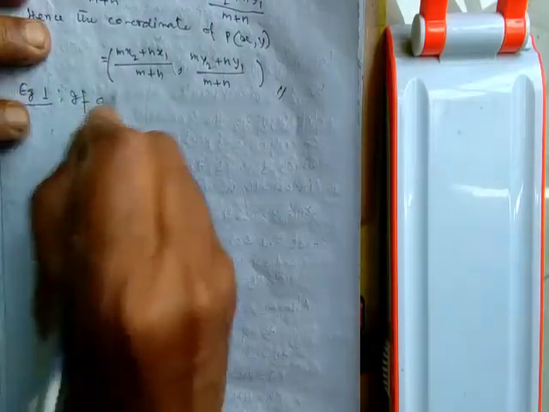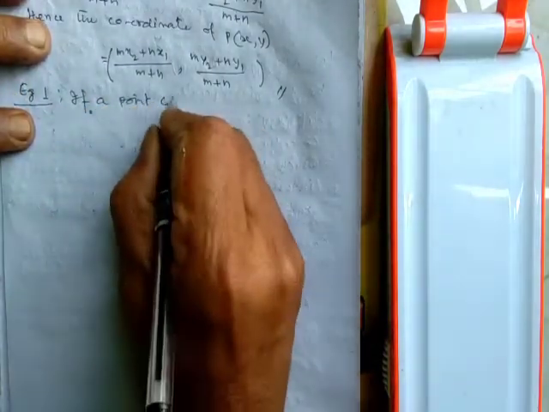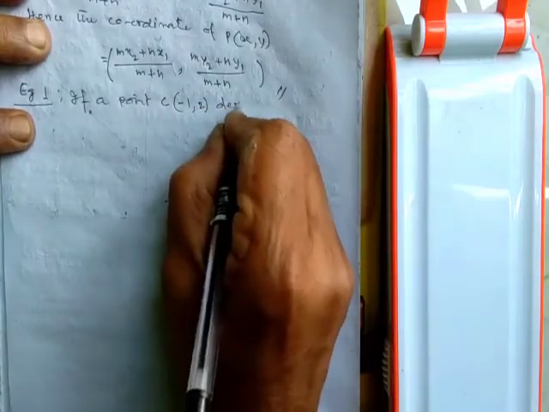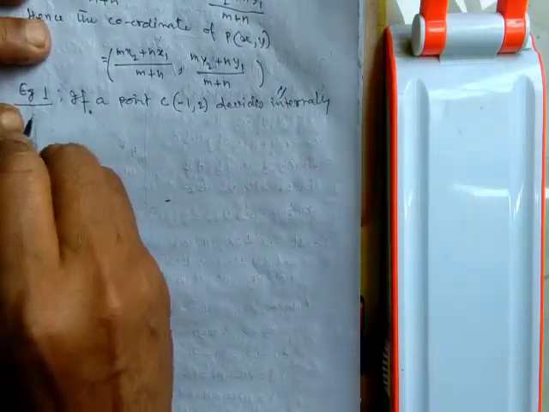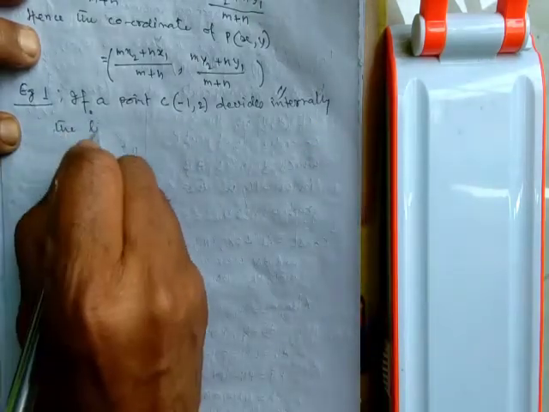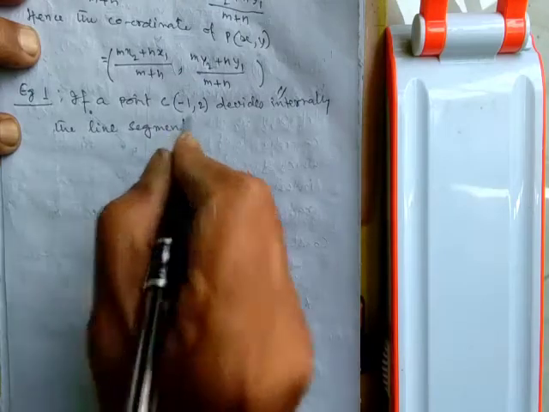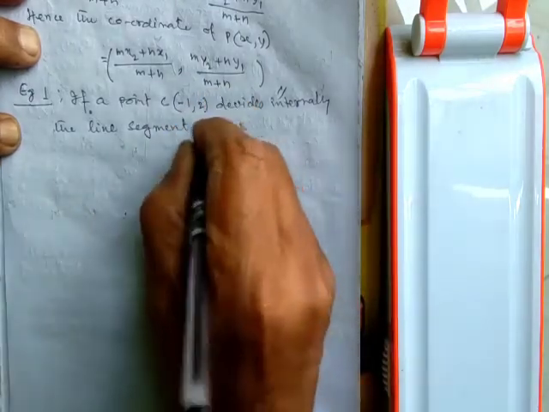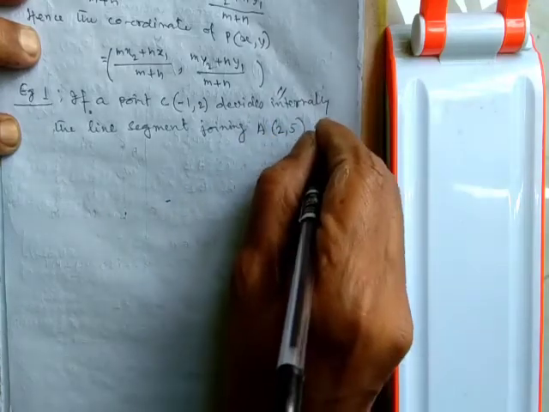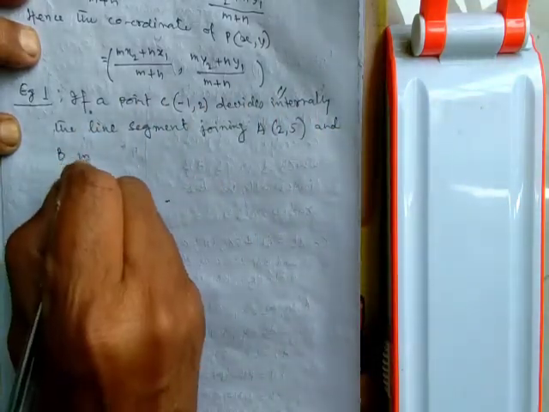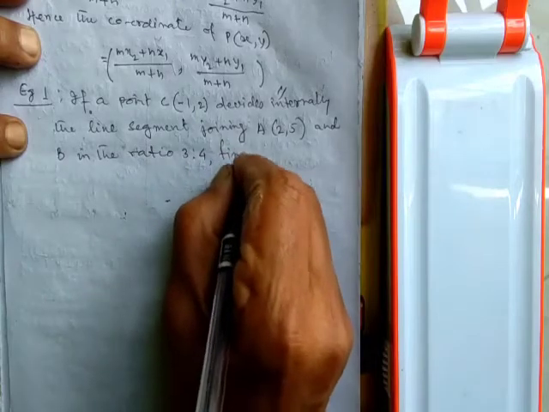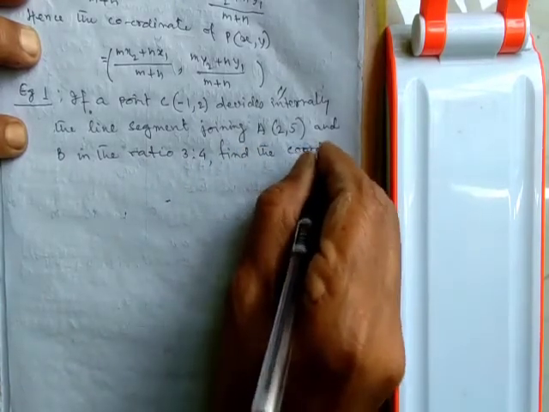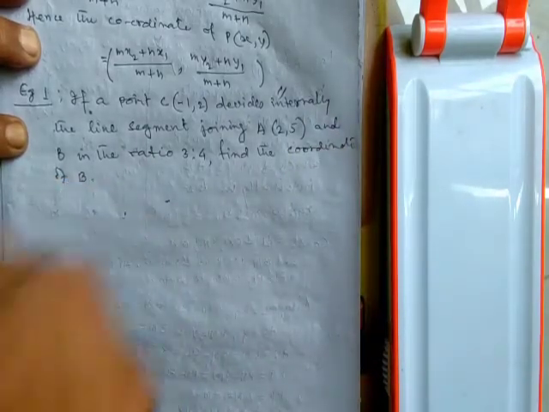See the question. If a point C (-1, 2) divides internally the line segment joining A (2, 5) and B in the ratio 3:4, find the coordinate of B. This is the question.